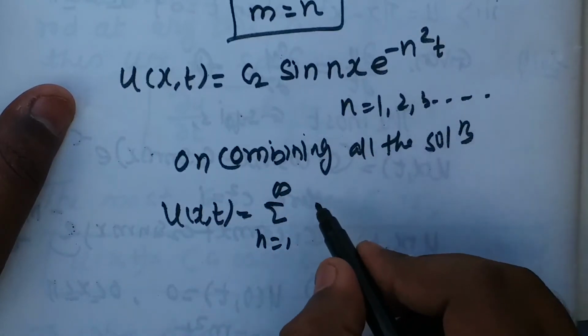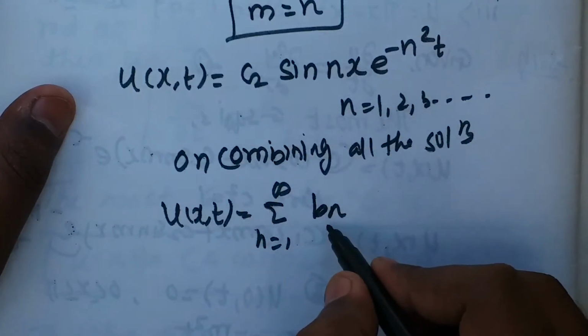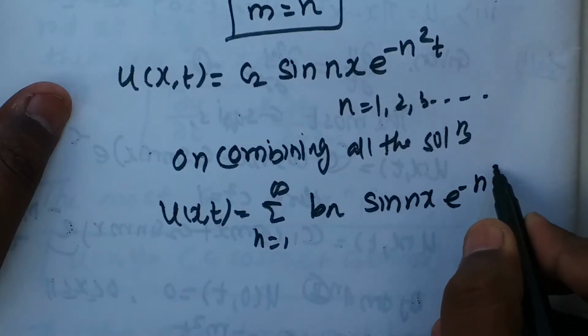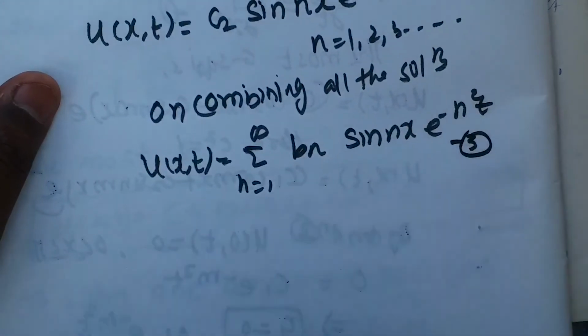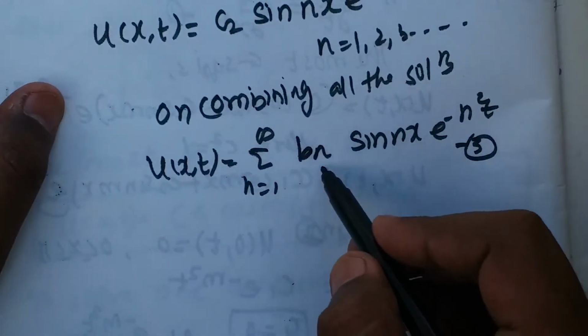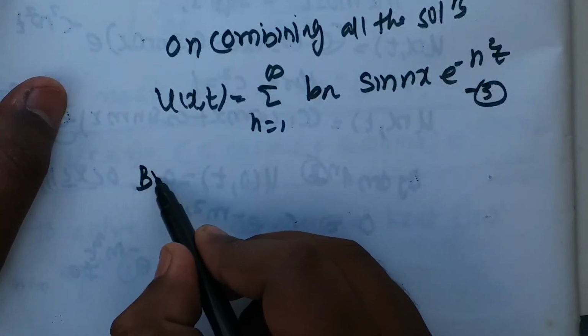We are adding all the solutions, and the constants we are going to denote by bn now. Sine nx e raised to minus n square t. This will be your equation number 3. Now only one constant we need to eliminate. For that we are going to use the last condition, okay. This bn we have to calculate. So for that we are going to use the last condition.